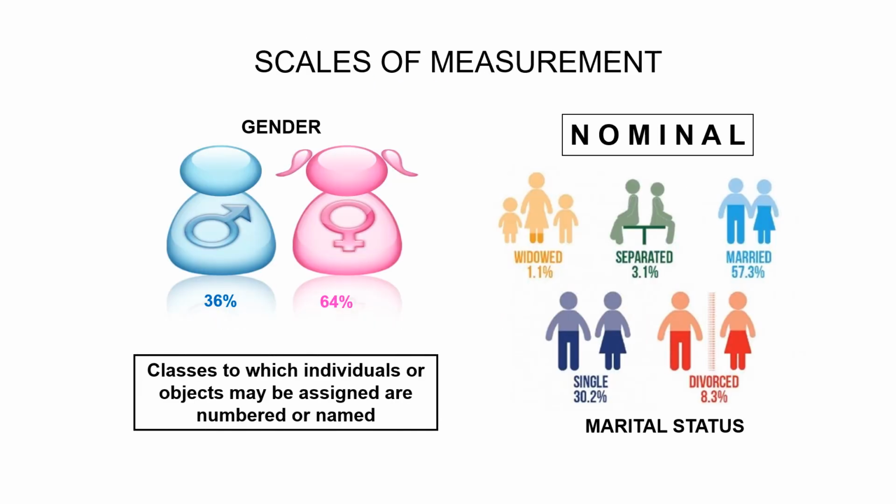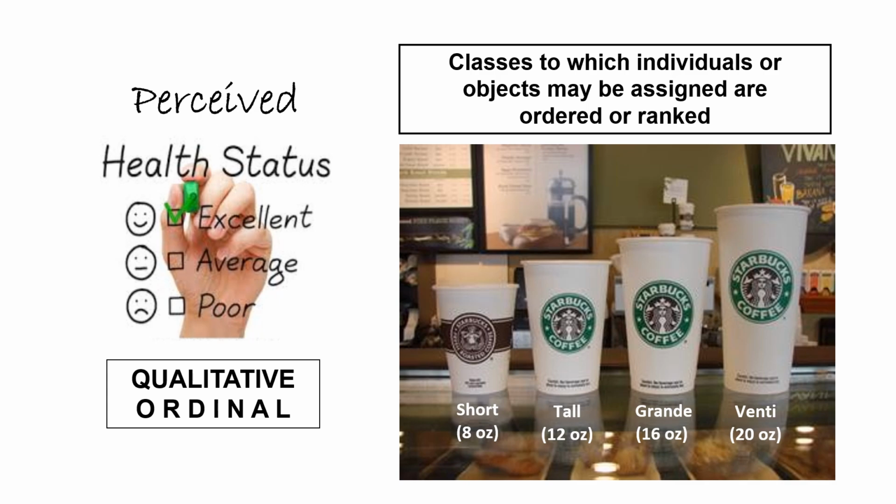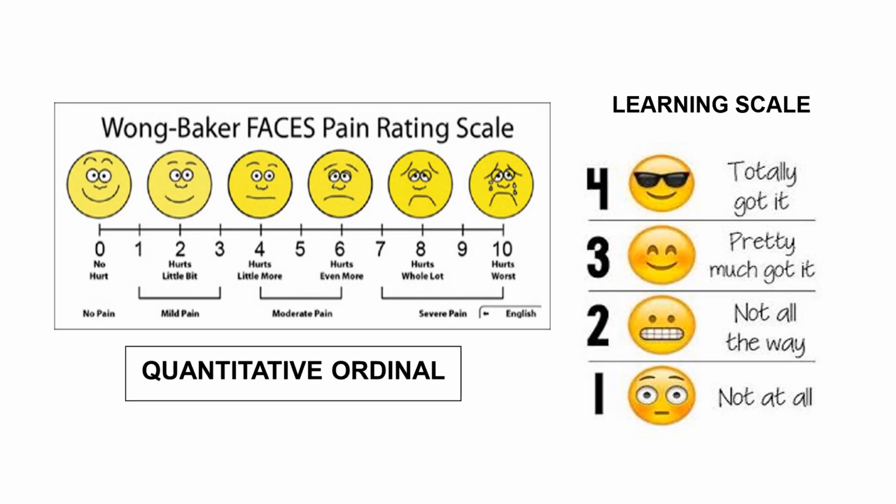In nominally scaled variables, the classes to which individuals or objects may be assigned are numbered or named, and they are best summarized and described using counts or proportions. In ordinally scaled variables, the classes to which individuals or objects may be assigned are ordered or ranked. There are two subtypes: qualitative ordinal, which are best summarized and described using counts or proportions, and quantitative ordinals such as ratings and scales. Example, your visual analog scales for pain assessments and Likert scaled responses. These are best described and summarized using the median.